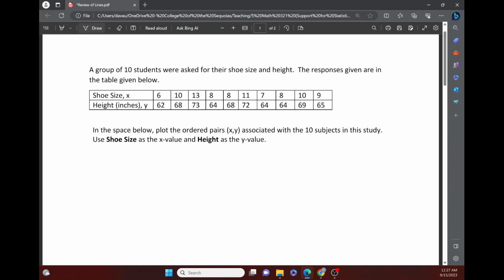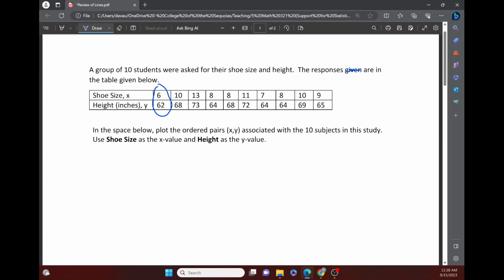It says a group of 10 students were asked for their shoe size and height. The responses given are in the table given below. Oh, there's a typo. The responses are in the table given below, maybe is what it's supposed to say. Anyway, we have their shoe size and their height, right? So each of these ordered pairs represents an individual, right? So this individual has a shoe size of 6 and is 62 inches tall, right?